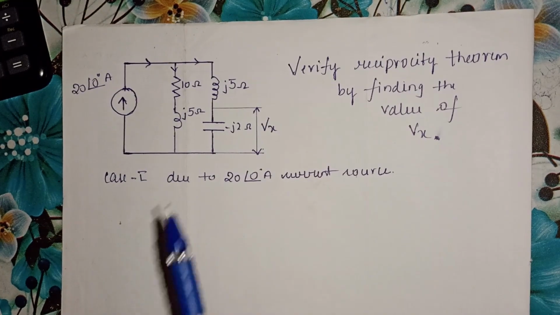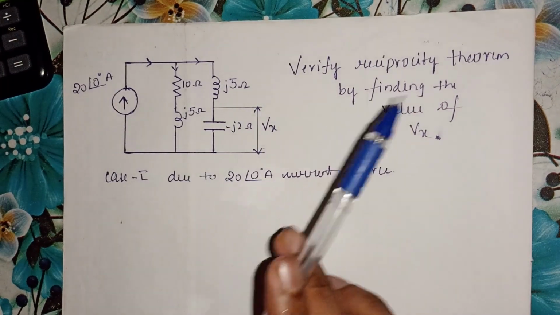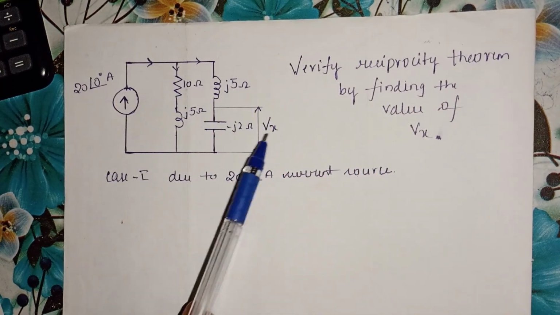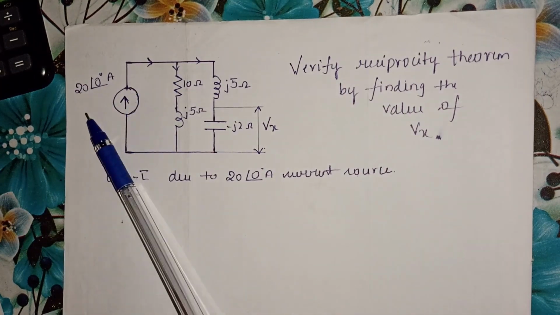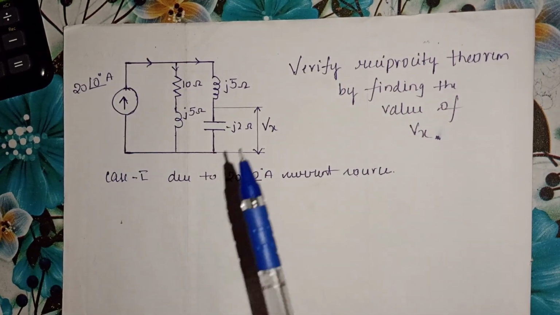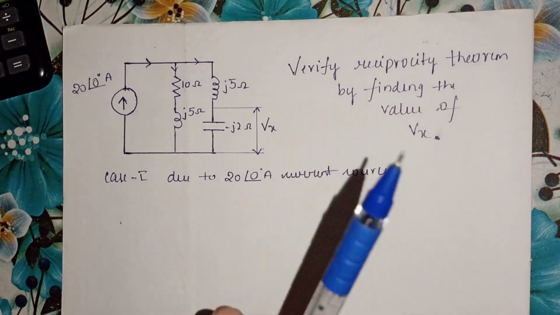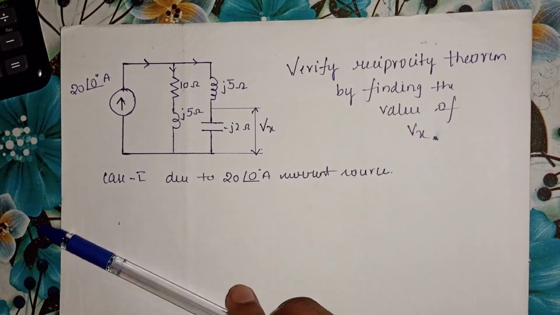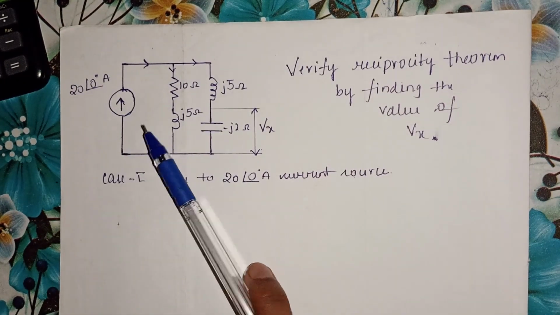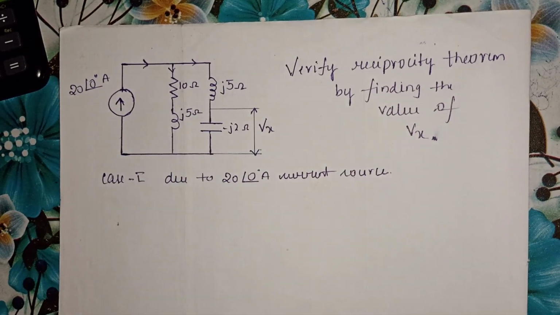In this video we will solve a problem based on the reciprocity theorem, where we have to calculate the value of Vx due to the 20 ampere current source. As we already discussed in the previous videos, in order to verify the reciprocity theorem you have to consider two cases, by interchanging your excitation and your response.